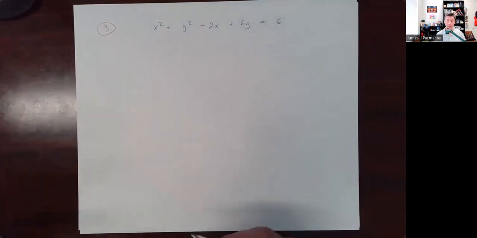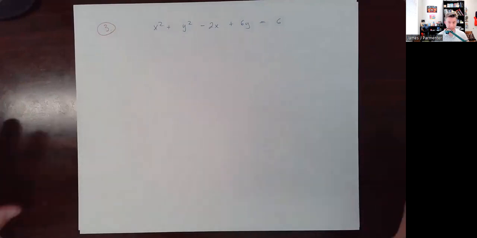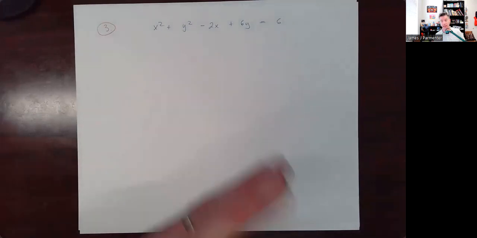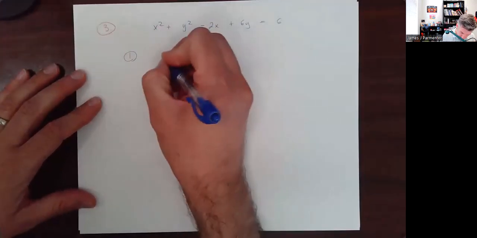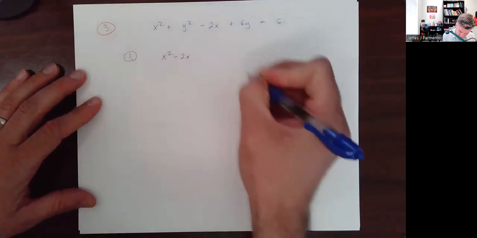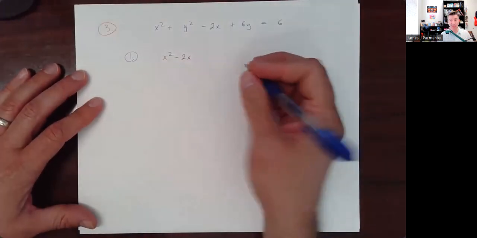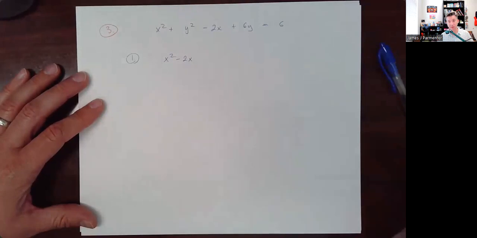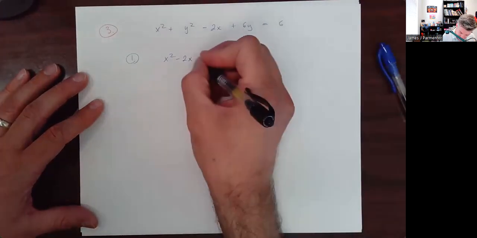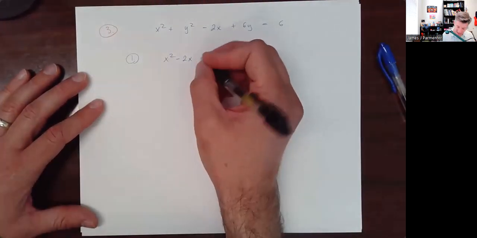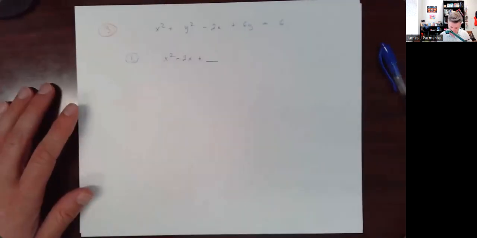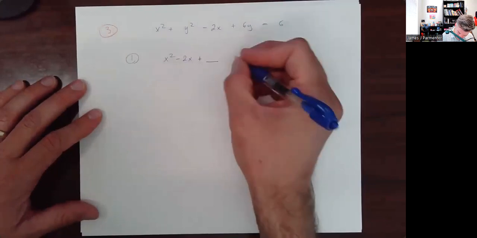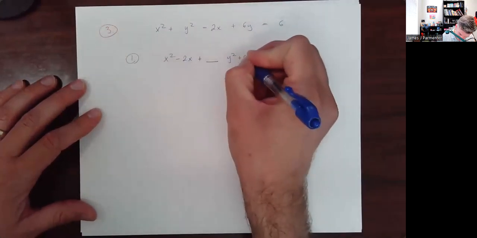Cool. So this does not look nice at all. So there's a process. The first part of the process is to group the x's together and the y's together. So we're going to rewrite this as x squared minus 2x. I know what's going to happen here, so you should leave yourself a little blank space, plus blank. It's always going to be a plus blank. And then I've got my y squared plus 6y and plus a blank.